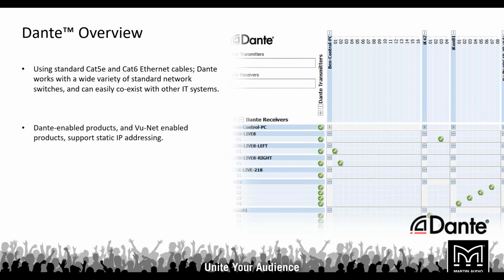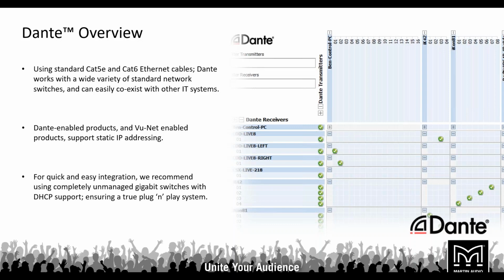Both Dante-enabled products, the Dante cards within our products, and ViewNet products, so things like iKon, CDD-LIVE, etc., which we'll look at, support static IP addressing. But for a quick and easy integration, we recommend using unmanaged gigabit switches with DHCP support, ensuring a true plug-and-play system. Now, as I mentioned, that is quick and easy. It's a simple matter of plugging things in, and everything should discover by itself.